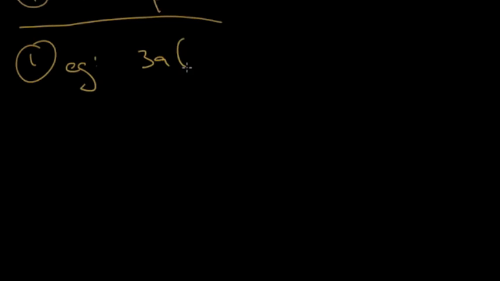So this is a pretty simple one. We're just going to look at the following example. If we've got 3a times (a plus 2), the question is, can you express it, or you're told to expand it. Expansion just means essentially get rid of the brackets.